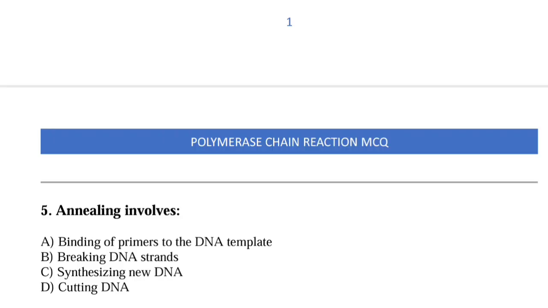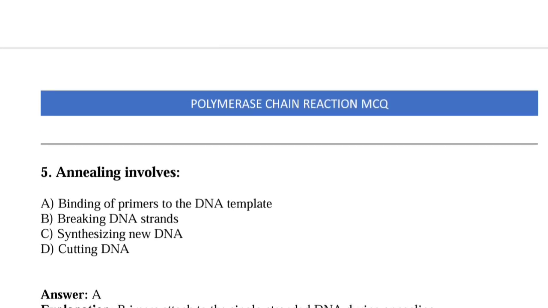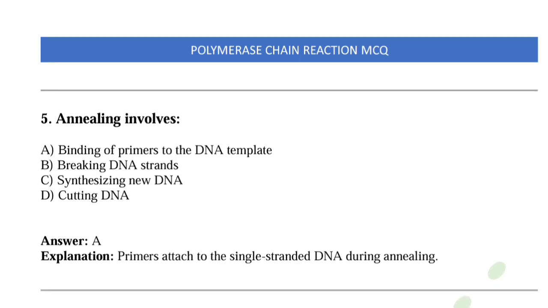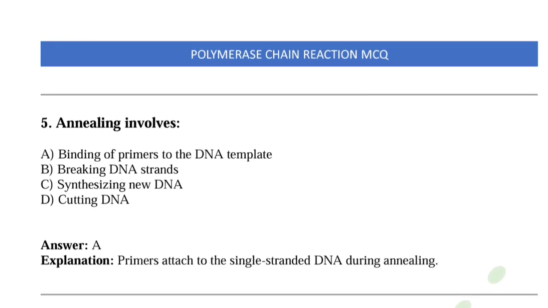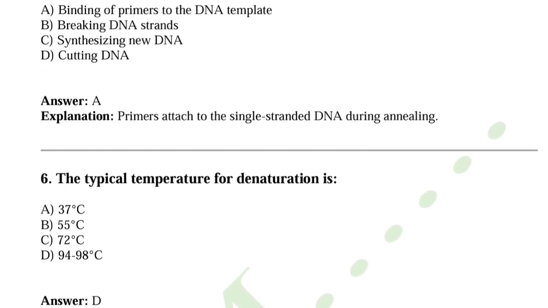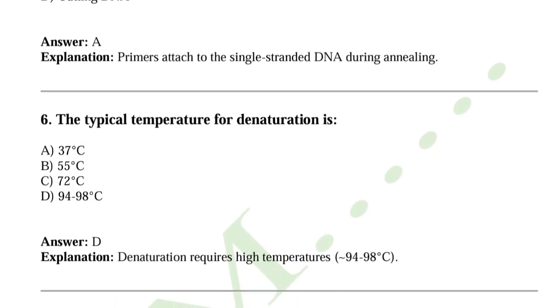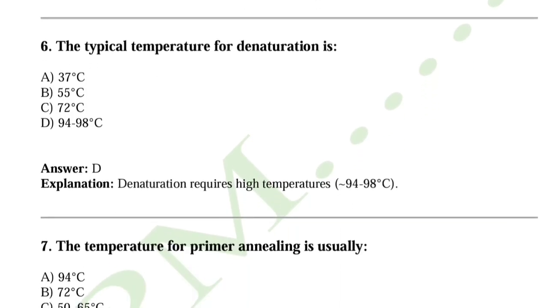Question number 5. Annealing involves. So annealing involves, option A is correct, binding of primer to DNA template. Okay, so the primer attaches to the single stranded DNA during the annealing. Okay, question number 6. The typical temperature for denaturation is. So the typical temperature for denaturation is 94 to 98 degrees Celsius. Okay, this is the denaturation temperature.